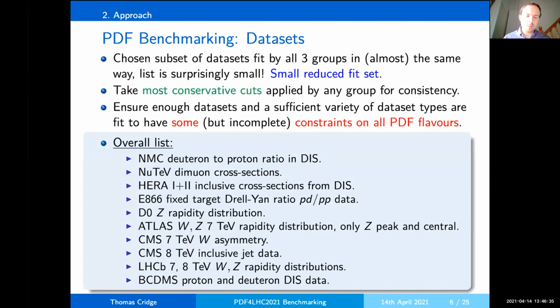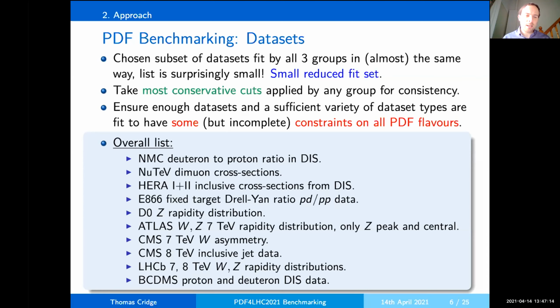So here, I'm just giving you some more information on the reduced fit data set that we've chosen to use. As I've mentioned now, we're choosing a small subset of data sets that's fit by all three groups, that's MSHT, CT, and NNPDF, in almost exactly the same way. And when you look at this, you notice the list is actually surprisingly small because of various subtleties in treating the different data sets involved. On top of that, you then take the most conservative cuts applied by any group for consistency. And you must also in parallel ensure that you have enough data sets and a sufficient variety of data set types to fit so that you have some constraints on all the PDF flavors. Of course, the constraints are less than the global fits.